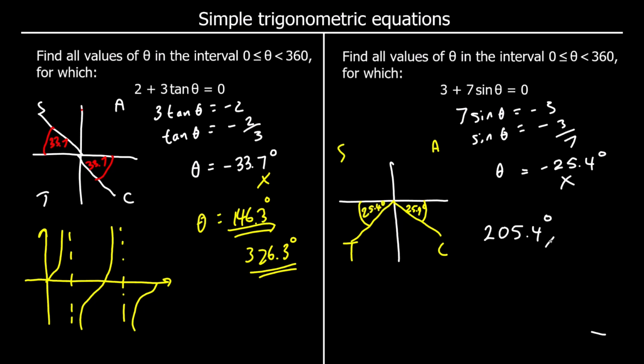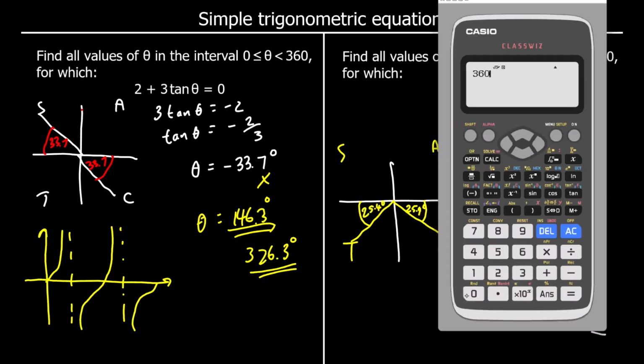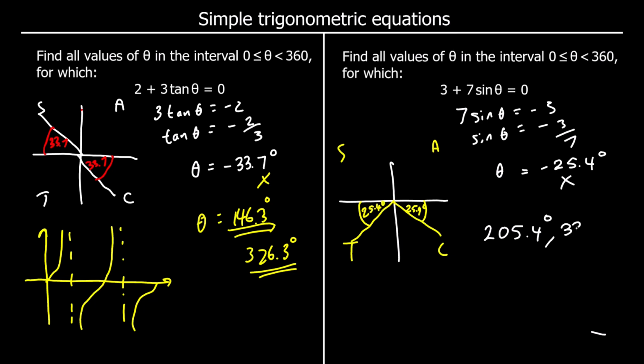And we've got 360 minus 25.4, which is 334.6.